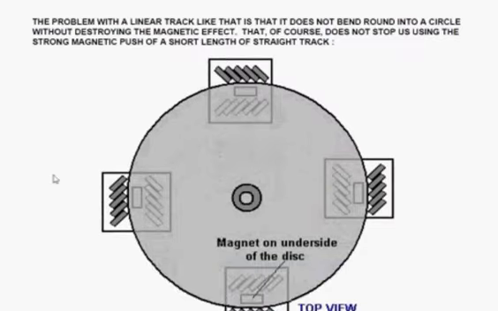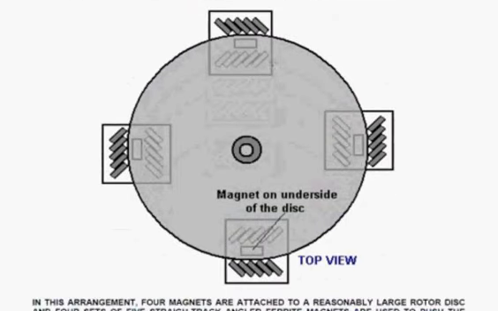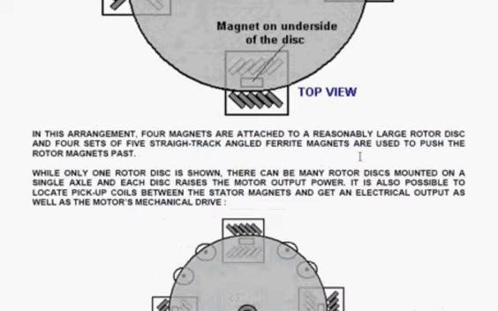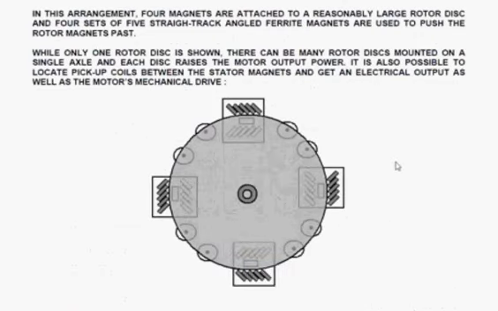So there's nothing to stop you putting 4 magnets attached to a rotor and putting 4 sets of 5 magnets on each side of those rotor magnets. That will give you strong rotation. And you can, if you want, put pickup coils actually underneath that particular rotor. And the magnets on the rotor will pass just above those coils, and they generate an output.